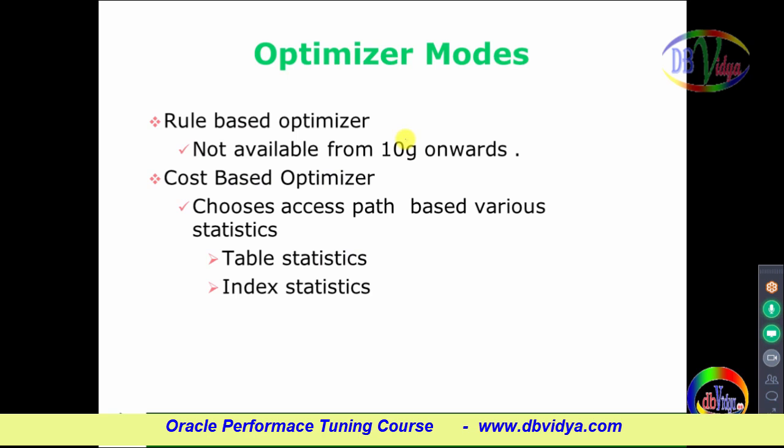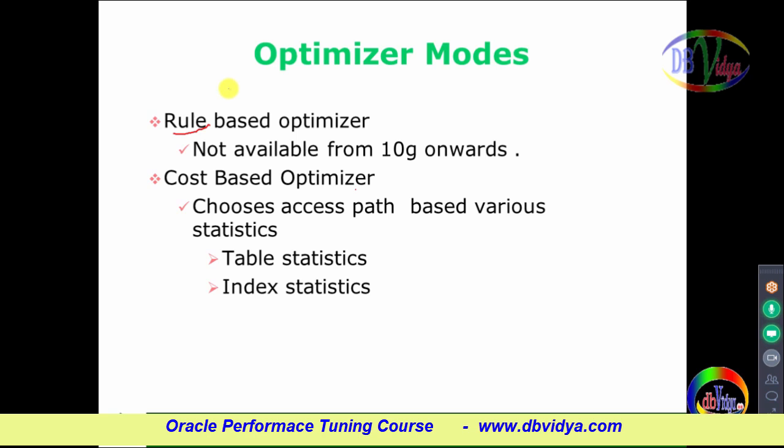So what are the available optimizer modes? Previously, rule-based and cost-based were there. Now rule-based is desupported. No more it is there. Cost-based optimizer means it chooses the path based on what information? Based on table statistics, index statistics, so many other statistics. It will not follow any rule-based optimizer, which had rules like rule 1, rule 2, rule 3. So it is not like that. Cost-based optimizer will find out various statistics, and based on that, it will try to give you an optimal plan.